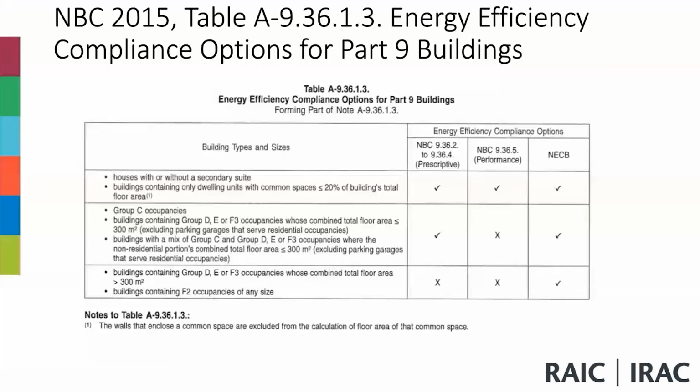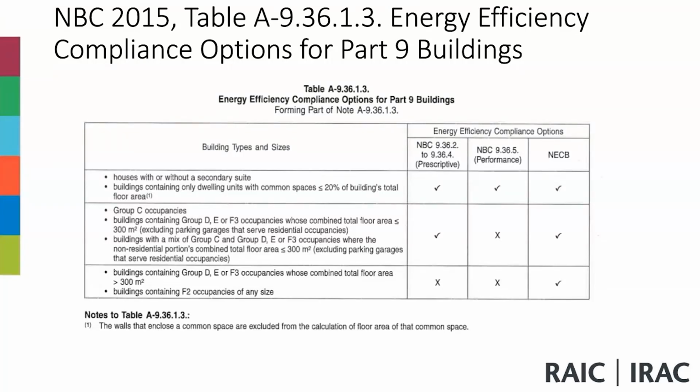For buildings containing Group D, E, F3 whose total combined floor area is greater than 300 square meters, you need the National Energy Conservation Code. And for buildings containing F2 occupancy of any size, you also need to go to the National Energy Conservation Code. So the NECB can be used for all buildings, but it must be used for Group D, E, F3 that are more than 300 square meters, or buildings that contain an F2.